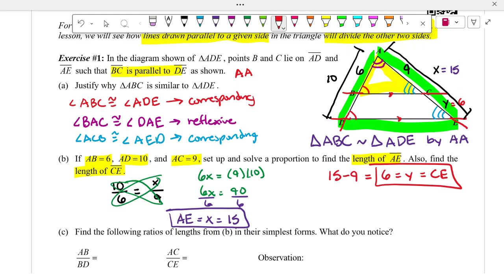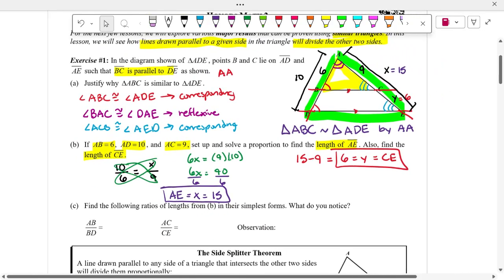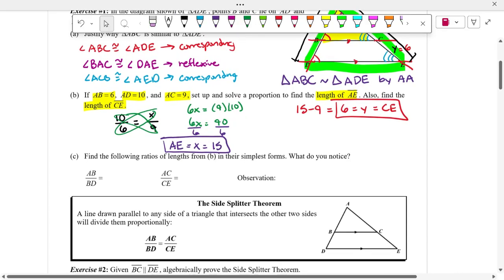So that was just kind of review stuff we did last week. Nothing new yet. We haven't done side splitter yet. However, side splitter is pretty similar. Still dealing with proportions. You just got to be careful where your corresponding sides are. Now, what they want us to do is set up the following ratios. So they want us to do side AB over side BD.